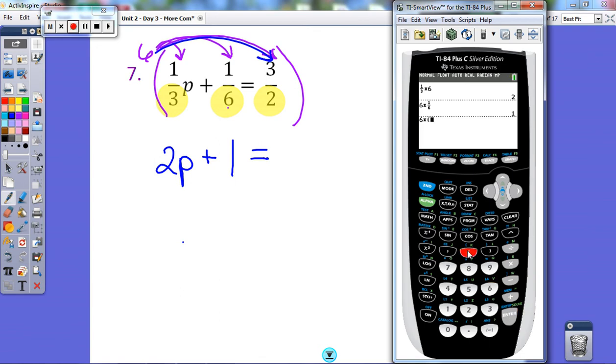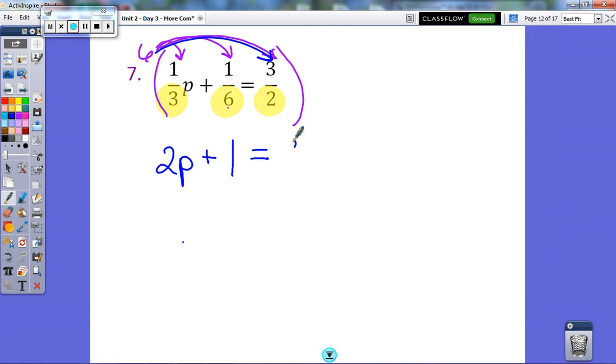Now, those of you that are good at fractions, you may not have to type these in each time, and honestly, that would be a good thing. But I'm going to kind of cater to the people who really hate fractions and show them that they can do this in the calculator. So that's going to get you a 9. Guys, those two equations are the exact same thing. 1/3 p plus 1/6 equals 3/2 is equal to 2p plus 1 equals 9.